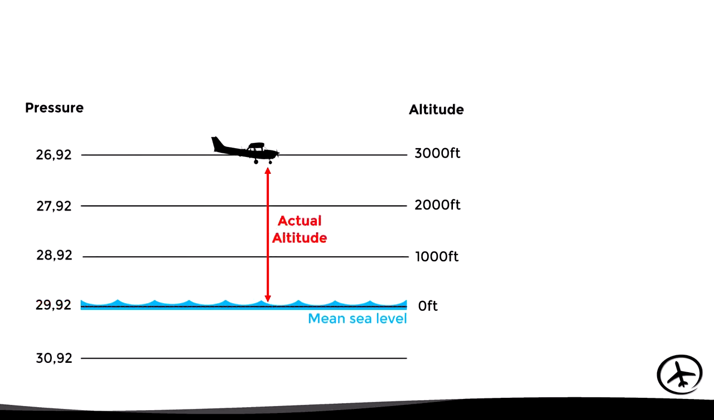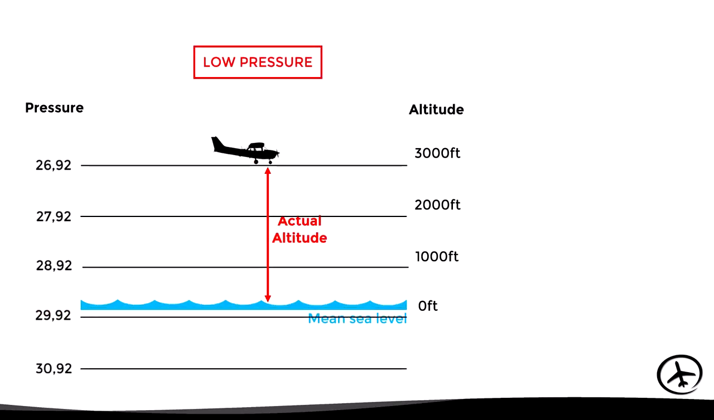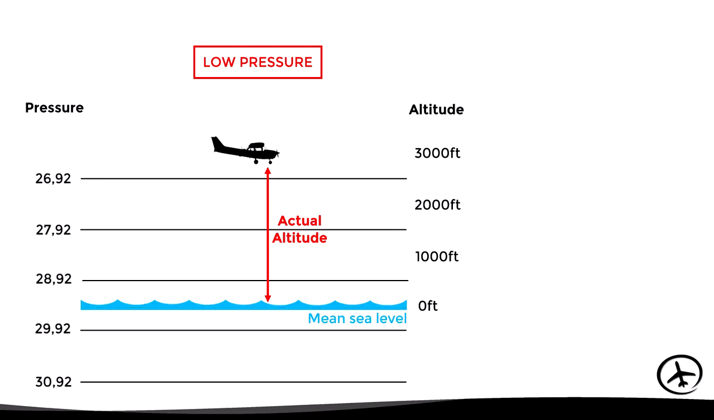Let's have a look now at a lower than standard pressure condition. In this situation, the isobars will now move downwards, causing the 29.92 isobar to no longer represent the mean sea level. In this case, the new pressure level that identifies the mean sea level is the 29.70 isobar. In other words, the QNH is now 29.70 inches of mercury.